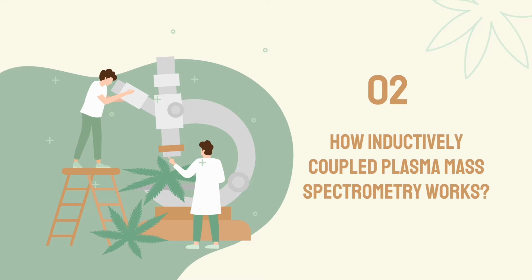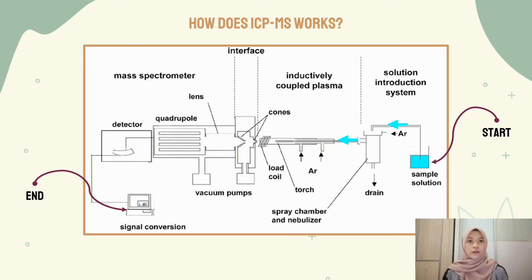Second, how ICP-MS works. The inductively coupled plasma, ICP, is an ionization source that fully decomposes a sample into its constituent elements and transforms those elements into ions. It is typically composed of argon gas, and energy is coupled to it using an induction coil to form the plasma. This is the overview diagram of ICP-MS. We start with the sample solution and end with signal conversion. For more detail, we will move to the next presenter.